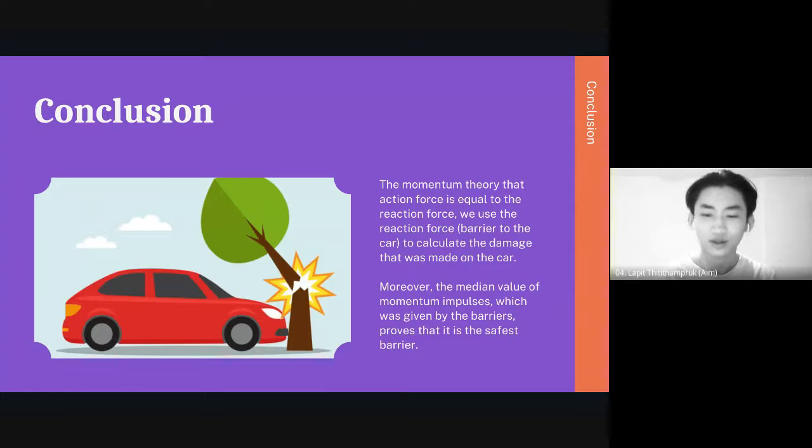So now is our conclusion. The data of total acceleration and y-axis acceleration from tables 1 and 2 are used to plot figures 1, 2, and 3. These bar charts present the relationship between the acceleration and the ratio, the acceleration and the height, and the acceleration with the same shrub but at different heights, respectively. Because of the momentum theory that action force is equal to the reaction force, we use the reaction force from the barrier to the car to calculate the damage that was made on the car. Moreover, the median value of momentum impulse, which was given by the barriers, proved which is the safest barrier.